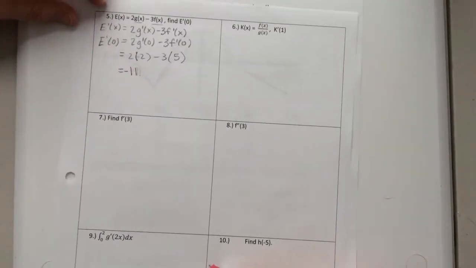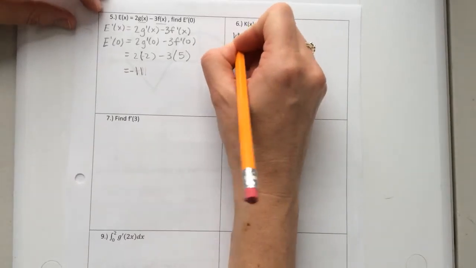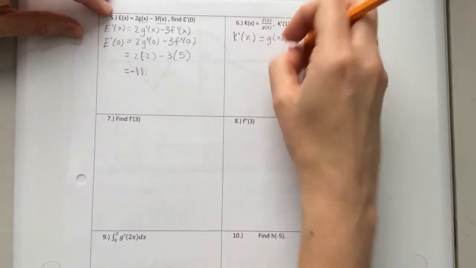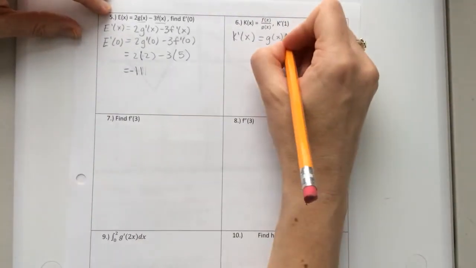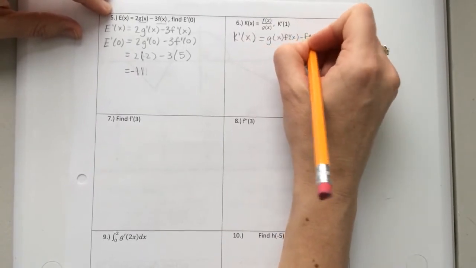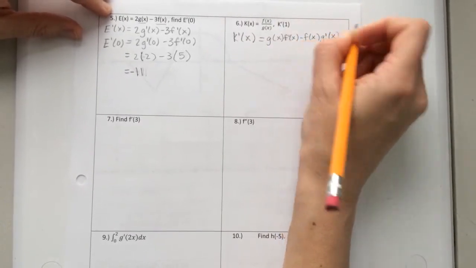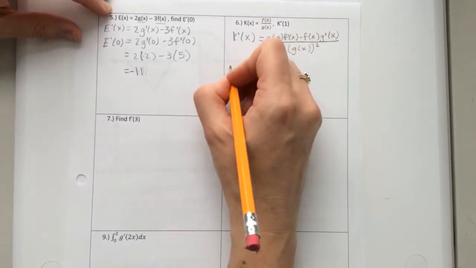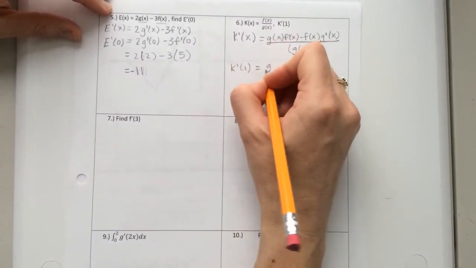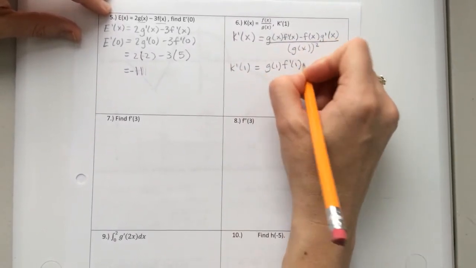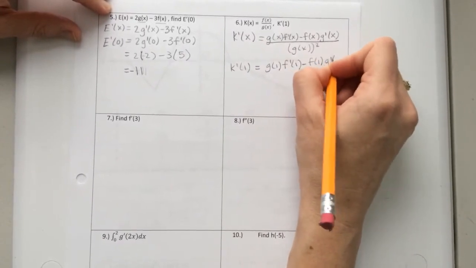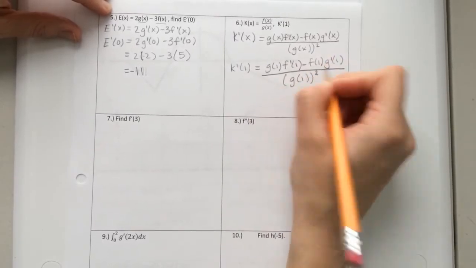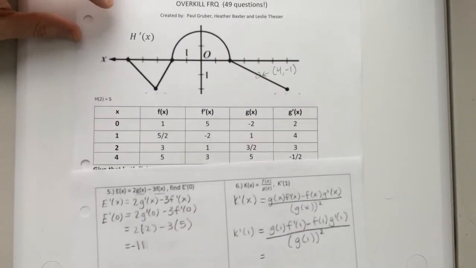Number 6, quotient rule. Low, no h, d high minus high, d low, draw the line, square the low. So k prime of 1 equals g of 1 times f prime of 1 minus f of 1, g prime of 1 all over g of 1 squared.